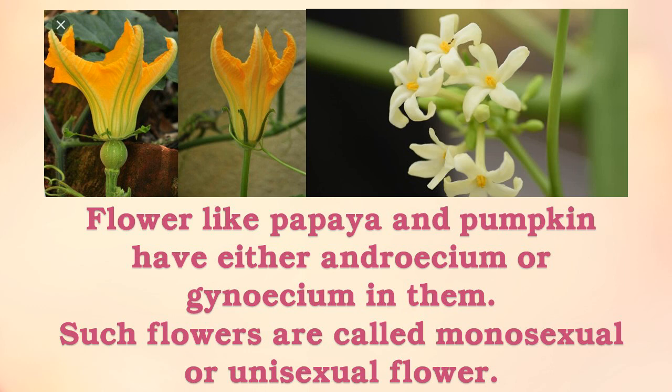In the above figure, you can clearly identify the male flower and female flower of pumpkin. The flower which has a swollen ovary is the female flower, and the other is the male flower. In this figure, the flower of papaya is a male flower.